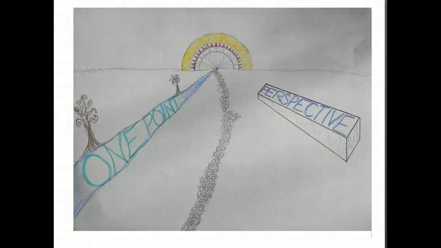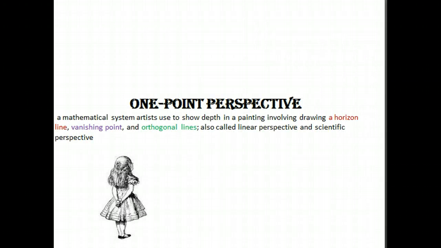Hi, in this short tutorial, you will learn what is one-point perspective and how to recognize if a painting has one-point perspective or not. One-point perspective is a mathematical system artists use to show depth in a painting involving drawing a horizon line, a vanishing point, and orthogonal lines. It's also called linear perspective and scientific perspective.